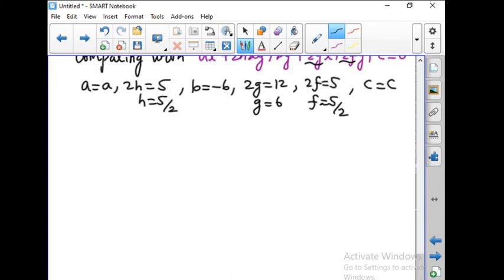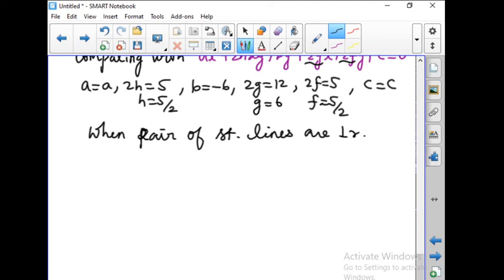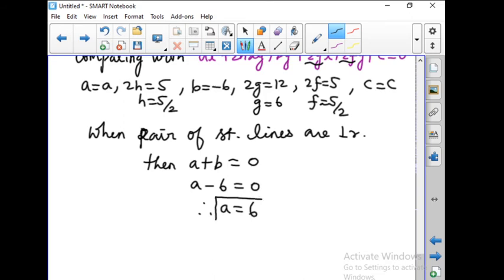Now, when the two lines are perpendicular, what is the condition? When a pair of straight lines are perpendicular, then a + b equals 0, isn't it? So what is the value for a? a − 6 equals 0, therefore a is equal to 6. So we got the answer for a. Next we need to find the value for c.